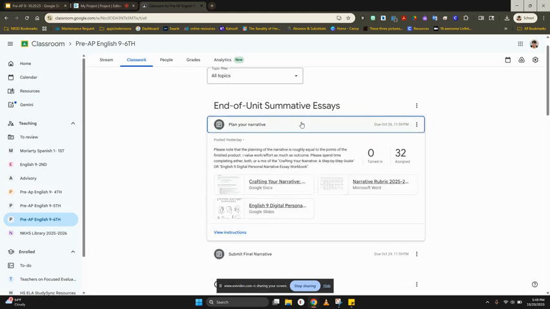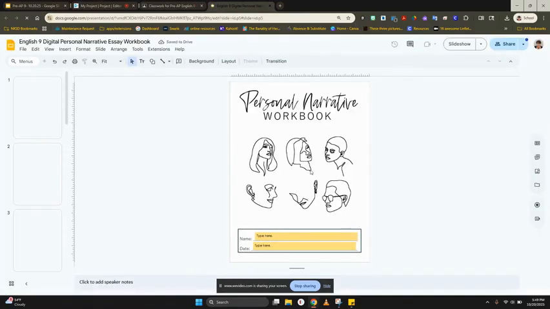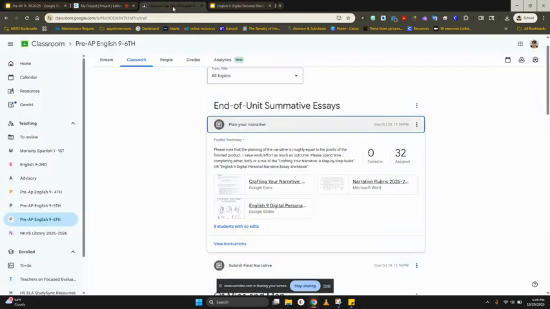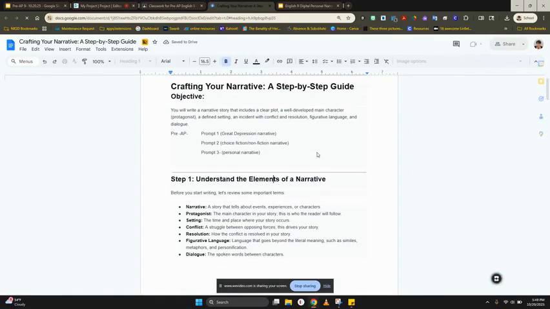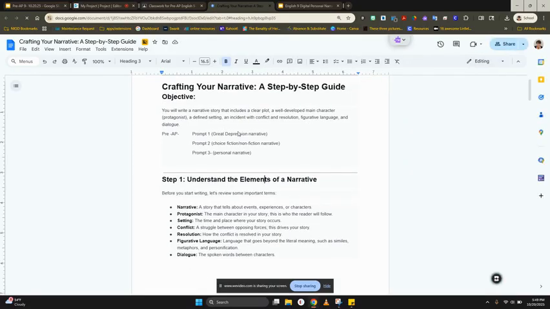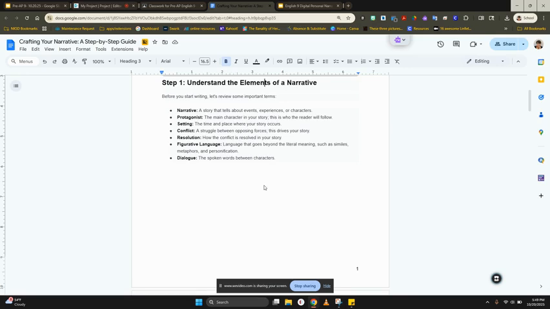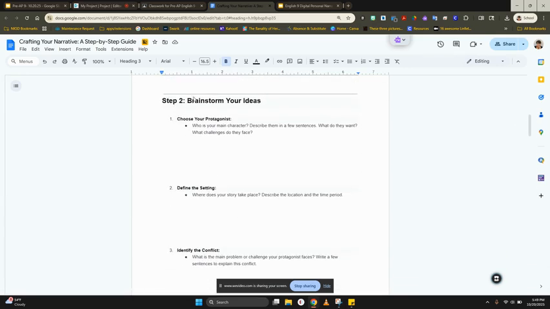Now let's talk about planning your narrative. Again, the rubric is in here. I introduced you to this planning document the other day. You're more than welcome to use this one and this one. I created this one this weekend. This one's crafting your narrative step-by-step guide. First, figure out which prompt you're doing, highlight it. This is just definitions of understanding the elements of a narrative, things you need to know. You can read that. Brainstorming your ideas.